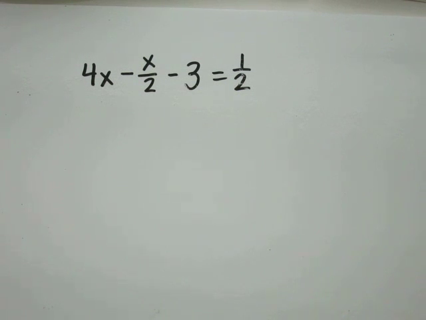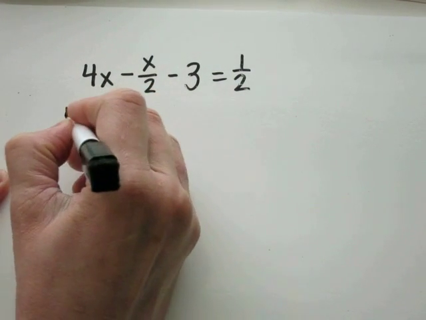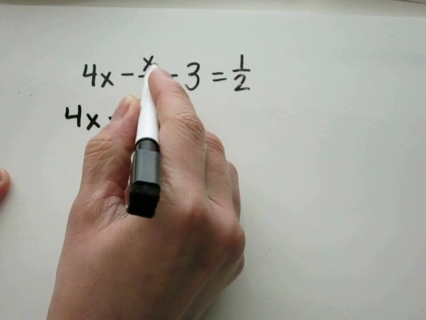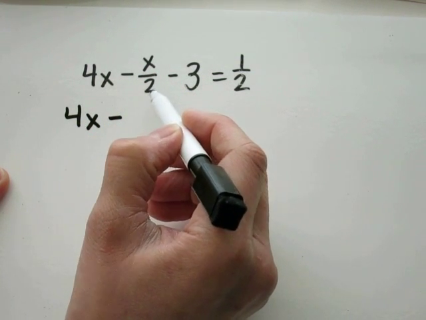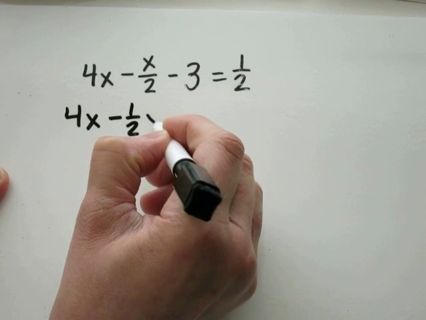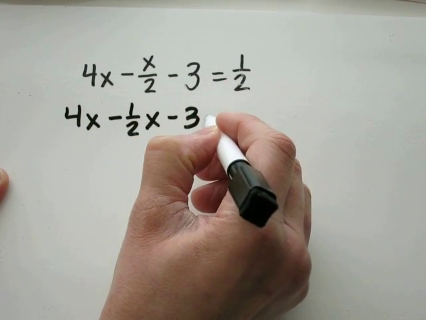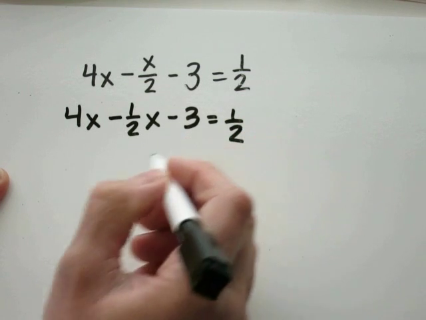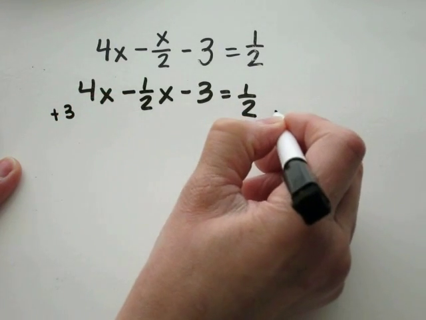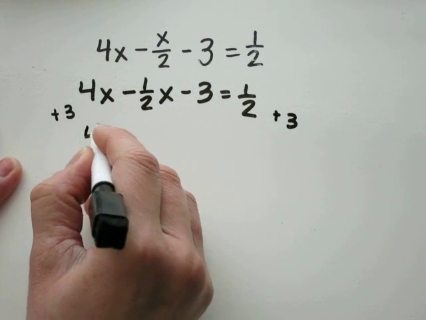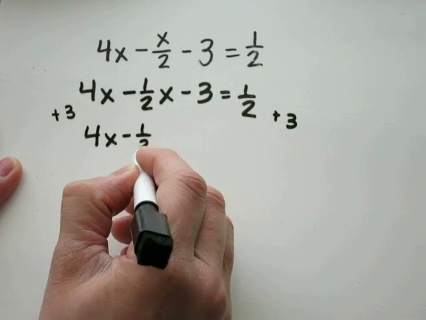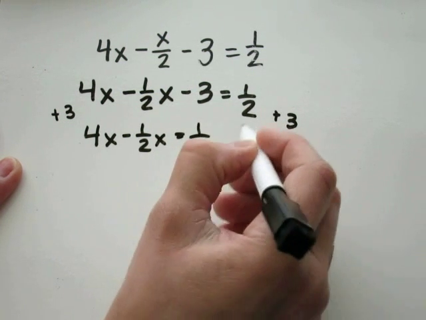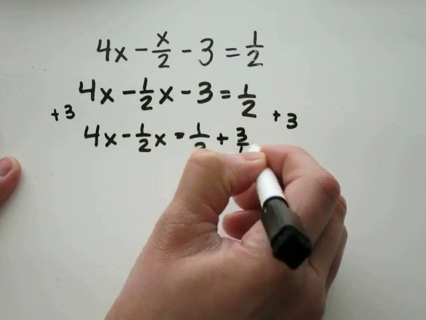Problem 18, 4x minus x over 2 minus 3 equals 1 over 2. First, I'll free up the x by rewriting the problem like this. 4x minus x over 2 can be rewritten as 1 over 2x. I'm going to add 3 to each side. That gives me 4x minus 1 over 2x equals 1 over 2 plus 3 over 1.